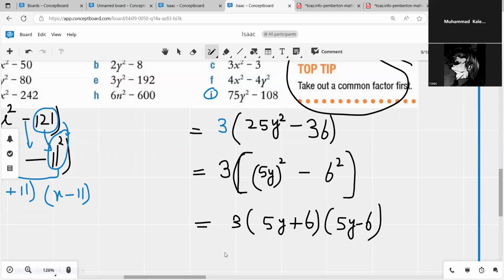Inform me when you're done. Okay. Is it 3 outside the brackets, then 5y plus 6, and then 5y minus 6? Yes, it will be.